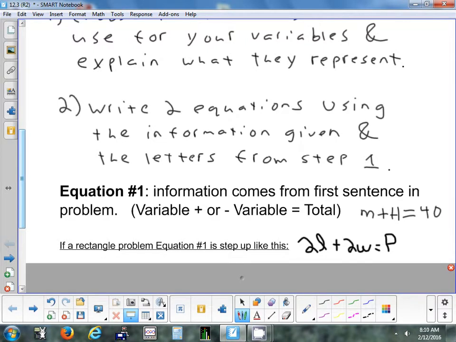The only time it could be even easier than that is if it's about a rectangle problem. If it's about a rectangle problem, you don't really need to think about what the equation is. This is always the equation for a rectangle problem about perimeter. So make sure you guys write that in. 2L plus 2W equals P.